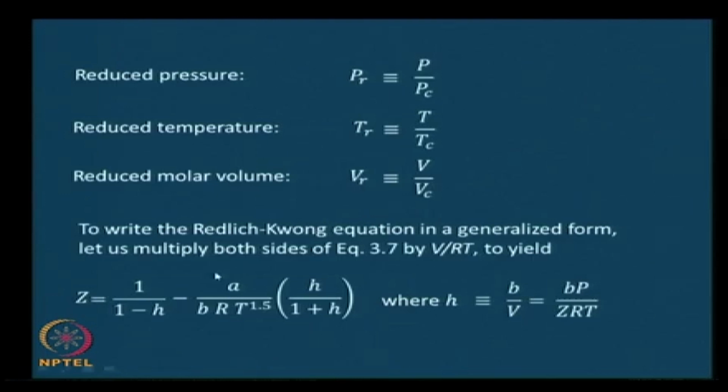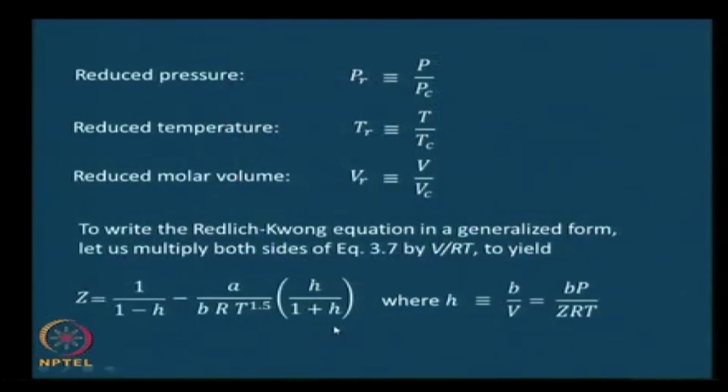I would like you to take the next 10 minutes to start out with the Redlich-Kwong equation, multiply both sides by V by RT and bring it to this form. Please go ahead and do this and convince yourself that this is indeed the correct expression. Go ahead please, 10 minutes.